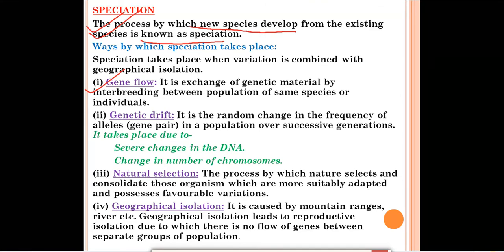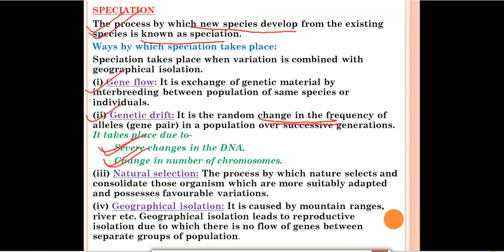For example, in human beings you can see genetic drift, which is a random change in the frequency of alleles. Alleles means gene pairs. In a population, over successive generations, some changes will occur in the frequency of alleles. In that case also, new species will be formed. It takes place due to severe change in the DNA. Changes in the number of chromosomes can also lead to genetic drift.